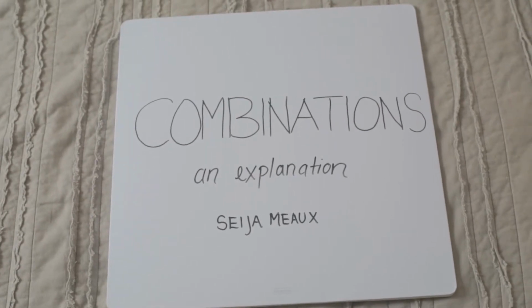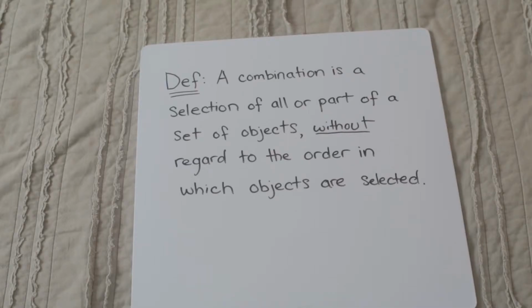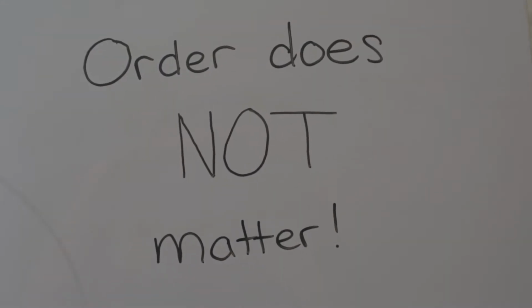In statistics, a combination is a selection of all or part of a set of objects without regard to the order in which the objects are selected. So the key distinction between a combination and a permutation is that order does not matter.